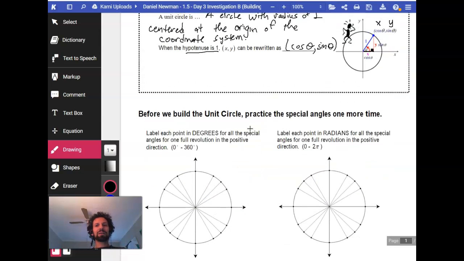Now I'd like you to pause the video and go through and label the unit circle. Seriously, pause the video and we'll see you in a few minutes. All right, so we're back.